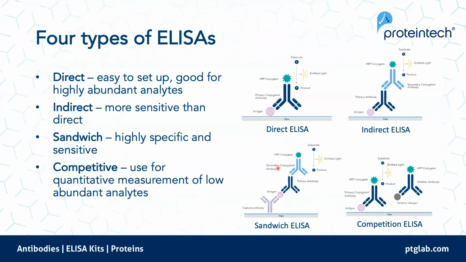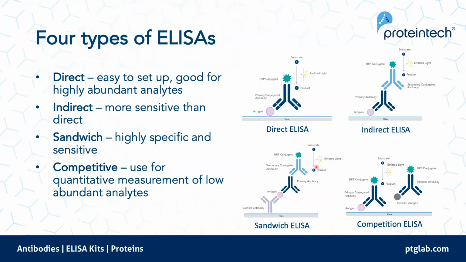There are 4 types of ELISAs that are typically used. The first and the easiest is typically your direct ELISA. This is where you coat your antigen to the plate, you add an antibody with a conjugate, and then you add the reactant, and then you see how much analyte is present after it's been coated to the plate. For an indirect, it's pretty much the same, but you're using a secondary antibody, so you get a little bit of amplification there, allowing it to be a bit more sensitive than a direct ELISA.